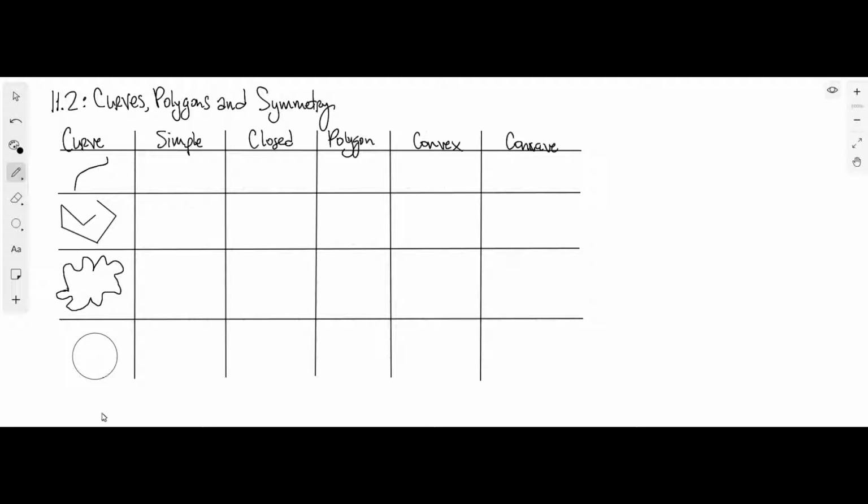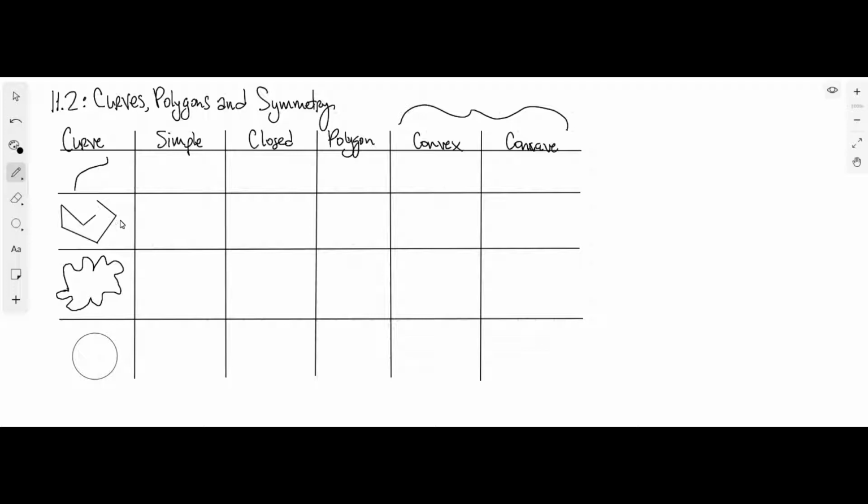So we're given different curves, and we're going to talk about whether or not they are simple, closed, a polygon, convex, or concave. Now these two right here, I'm including in this table and I'm going to describe their answers, but I'm also going to give you a separate slide on that. So if what I'm saying here doesn't make sense, hopefully the next bit of information about it will clarify some of that for you.